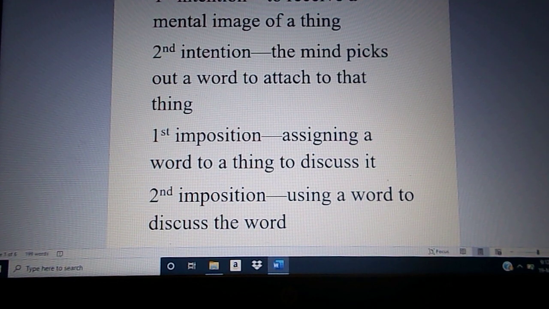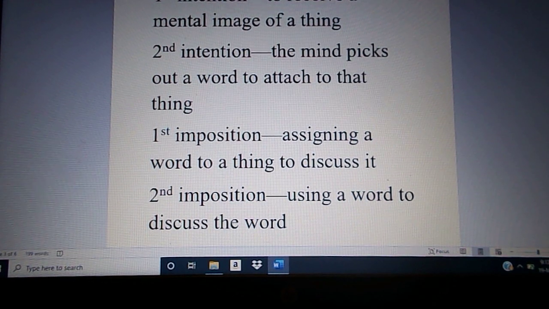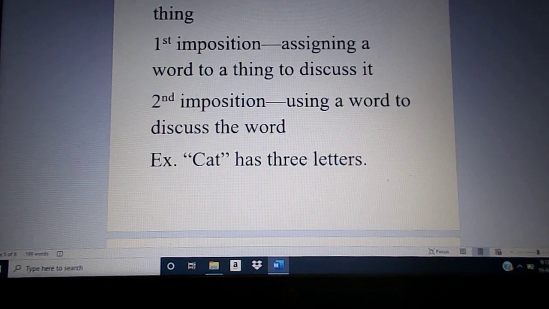Okay. So we take this example here, "cat" has three letters. By having the quotation marks around the cat, then that tells me we're referring to the word. We're dealing with second imposition. "Cat" has three letters, C-A-T, 1, 2, 3, there they are.